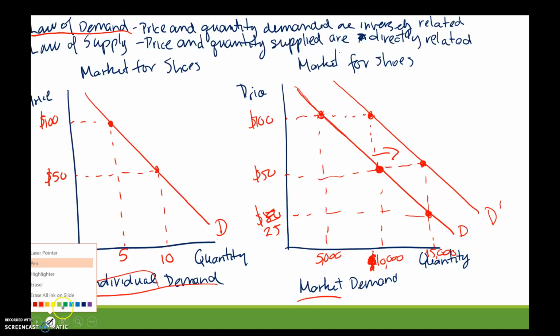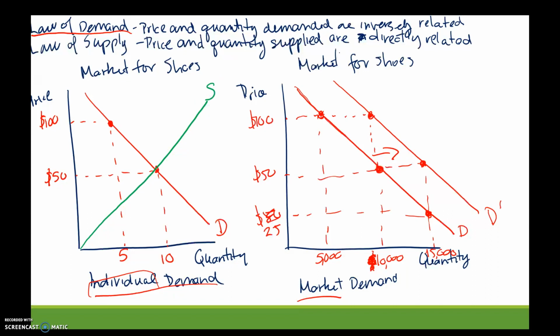So that's the demand. Let's add the supply here. Because no matter how much we want to purchase, if nobody's willing to sell them to us, we won't buy them, will we? So we can have a supply curve on an individual demand. We can have a supply curve on a market demand. We'll work with the supply curve on the market demand here. And the supply is basically all the firms that are selling shoes. Kind of a combination of the manufacturers and the distributors.